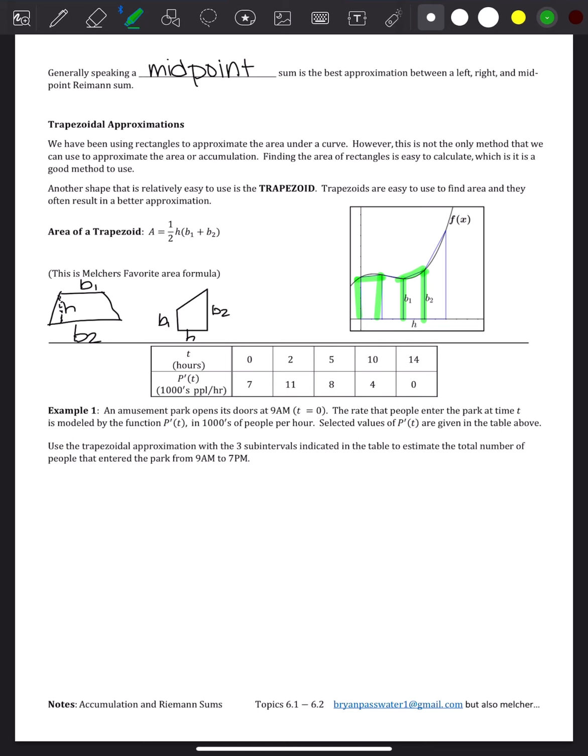So an amusement park opens its doors at 9 a.m., t equals 0. The rate that people enter the park at time t is modeled by the function p prime of t in thousands of people per hour. Selected values of p prime are given in the table above. Use the trapezoidal approximation with 3 subintervals indicated in the table to estimate the total number of people that have entered the park between 9 a.m. and 7 p.m.